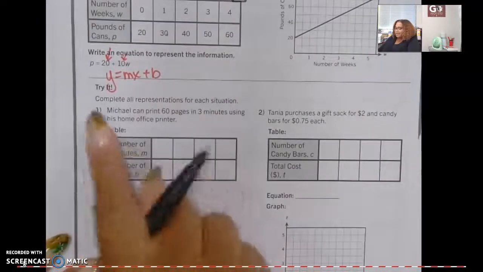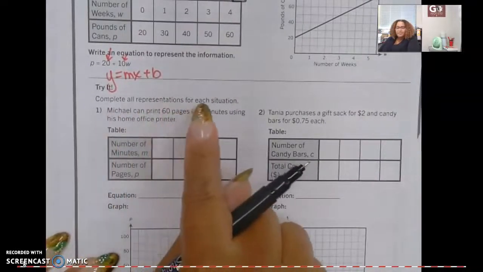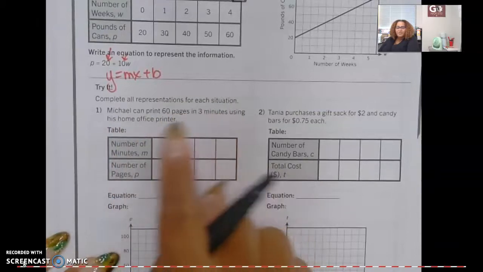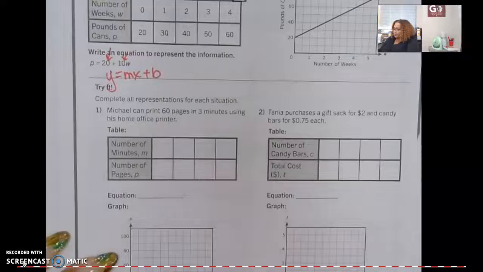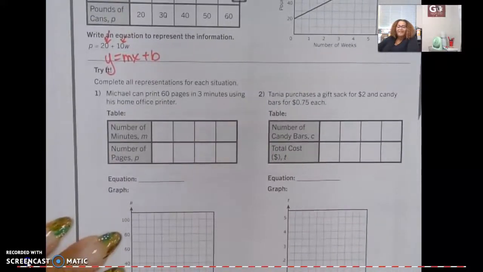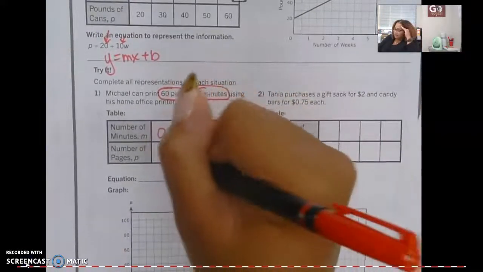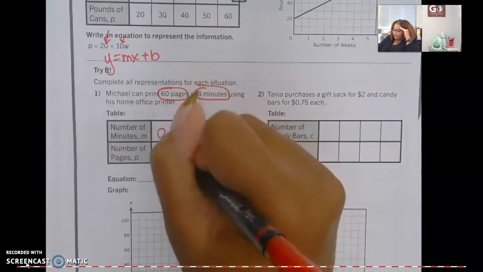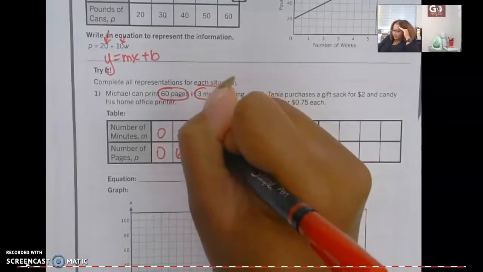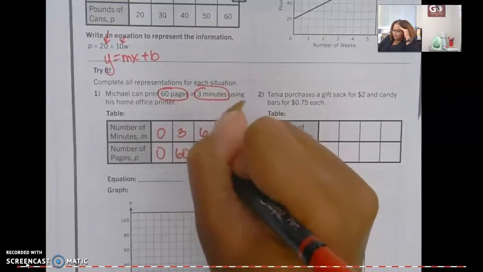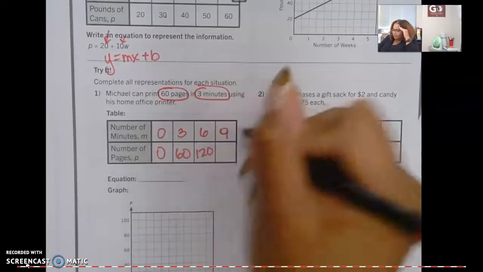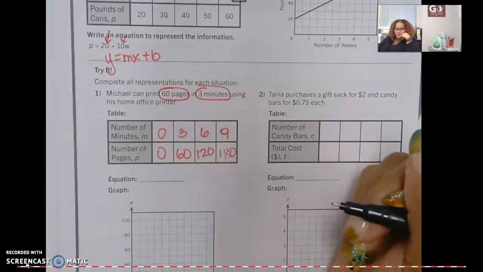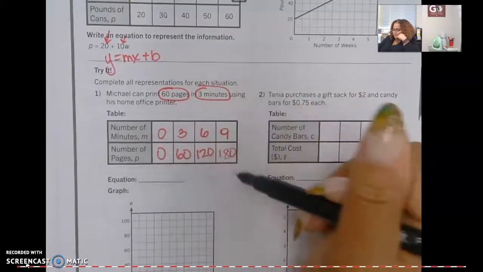Now in the try it section, it says complete all representations for each situation. Michael can print 60 pages in 3 minutes using his home office printer. That means that after 0 minutes, he has printed 0 pages. But after 3 minutes, he's printed 60, and then after another 3, he's printed 120, and after another 3, that's 9 minutes, he's printed 180 copies. This is plus 60 and plus 60, yes.